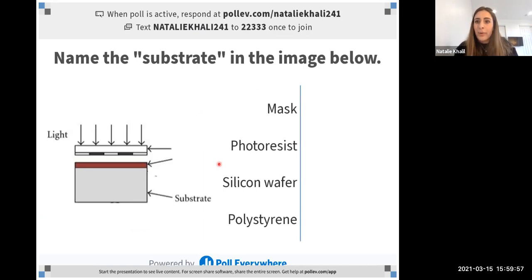Okay, so here's another poll question. This one's more visual. Sorry, the other one had so many words on it. But in this case, we have an image that you saw on a previous slide of the process of exposure through the mask at the photoresist. And so the question is to name the substrate in the image below. So that gray box. Is that the mask, the photoresist, the silicon wafer, or polystyrene?